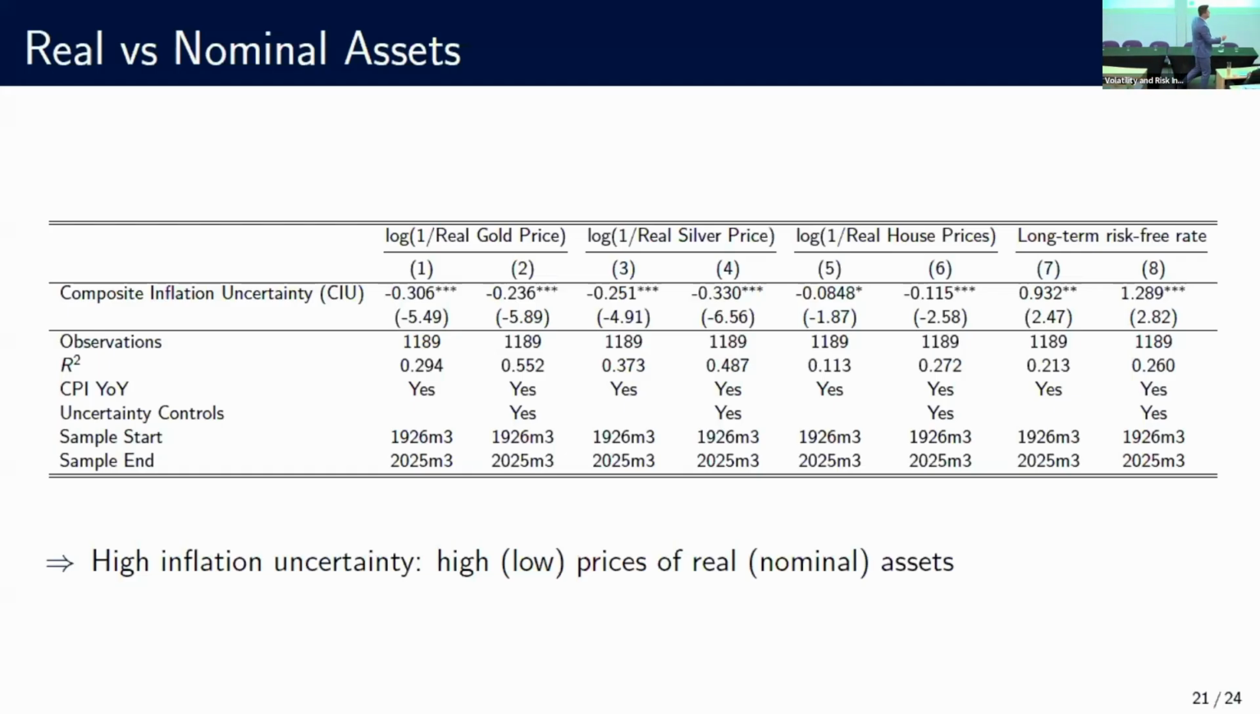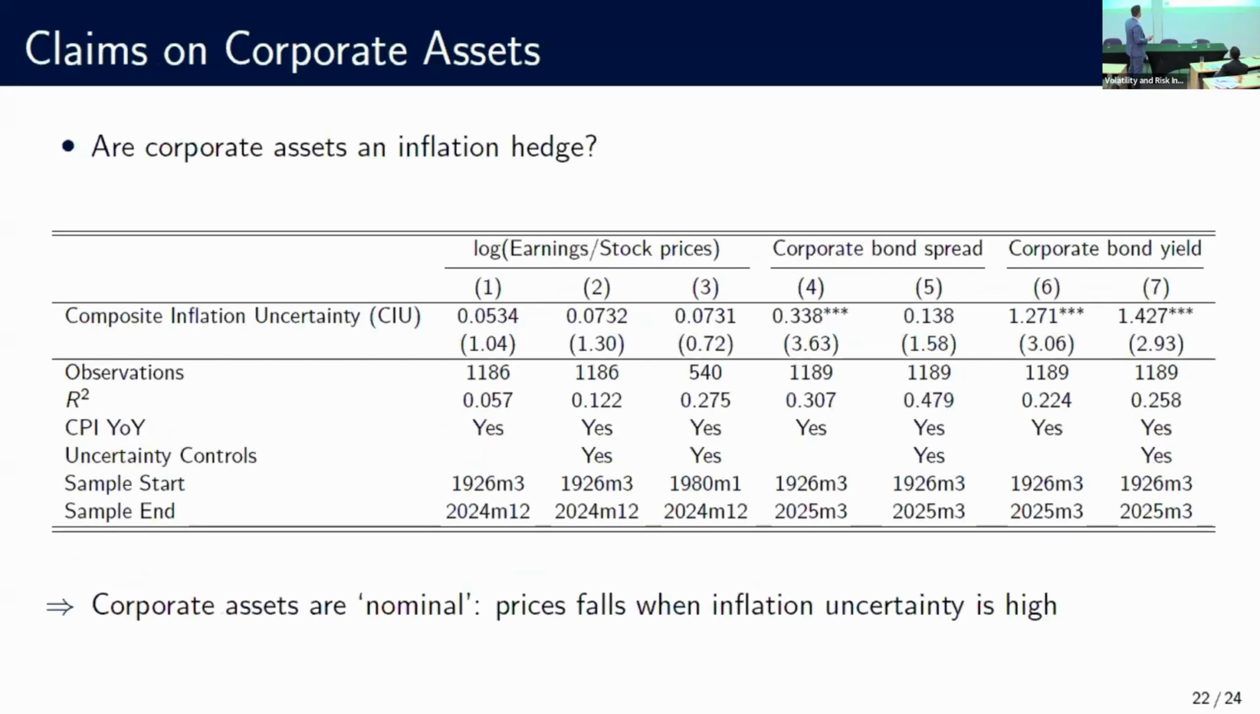We find the opposite for the most salient nominal asset, treasury bonds. Treasury bonds have essentially a promised coupon in nominal terms, but they're very risky if inflation is very high, particularly if inflation uncertainty is very high. So we find this relationship, risk-free rates essentially lose, or nominal bonds lose their value when inflation uncertainty goes up.